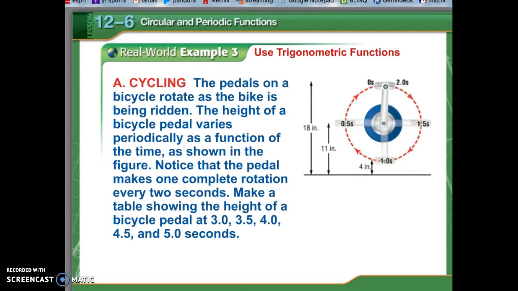All right, example 3 is a real-world problem. It's about cycling. It says the pedals on a bicycle rotate as the bike is being ridden. The height of a bicycle pedal varies periodically as a function of time, as shown in the figure. Notice that the pedal makes 1 complete rotation every 2 seconds. Make a table showing the height of a bicycle pedal at 3, 3.5, 4, 4.5, and 5 seconds.